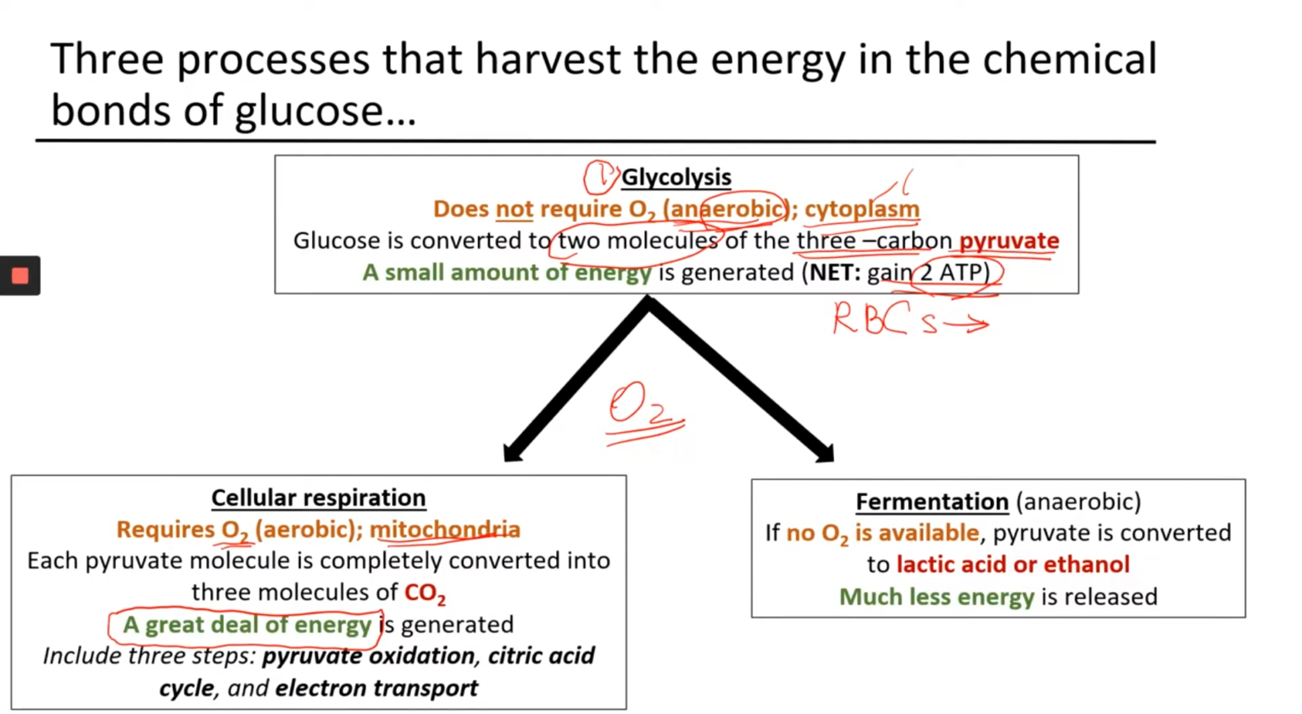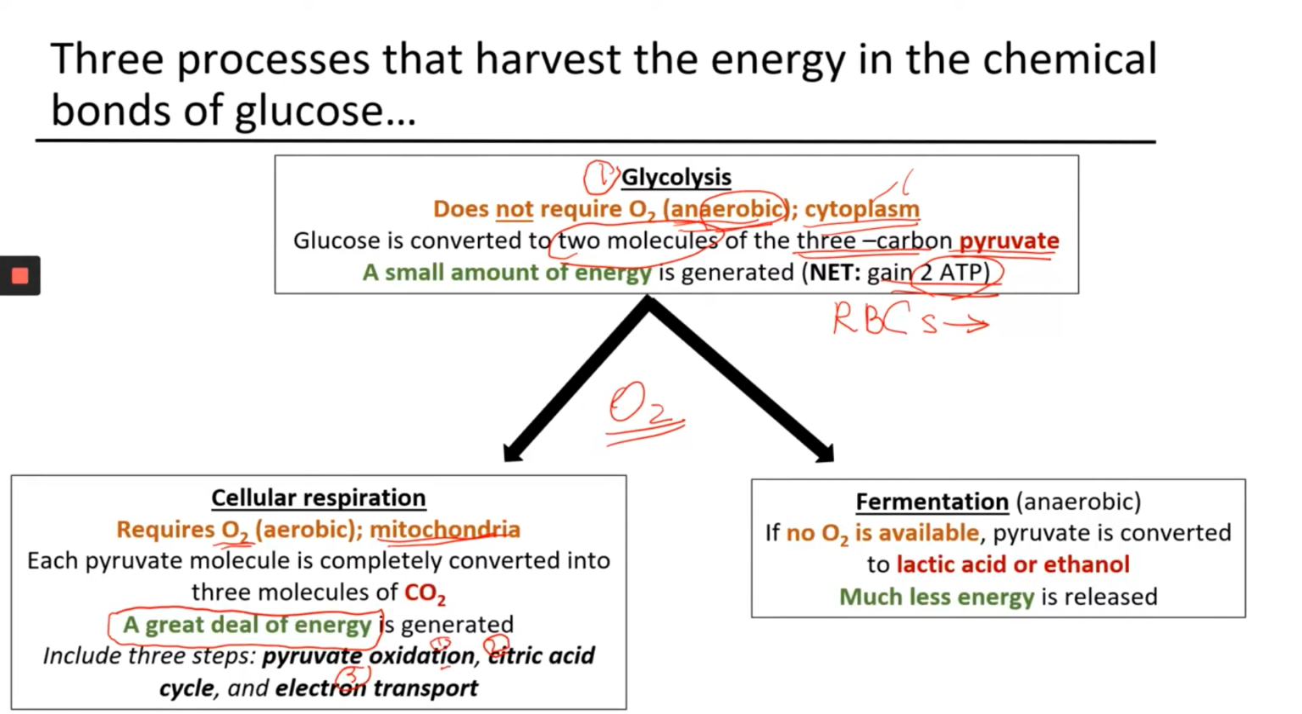And then there are 3 steps. I like to kind of treat the pyruvate oxidation as a separate step. So we have pyruvate oxidation, number 1, citric acid cycle, and then electron transport.